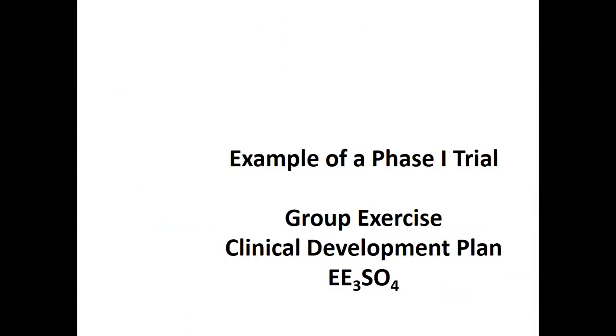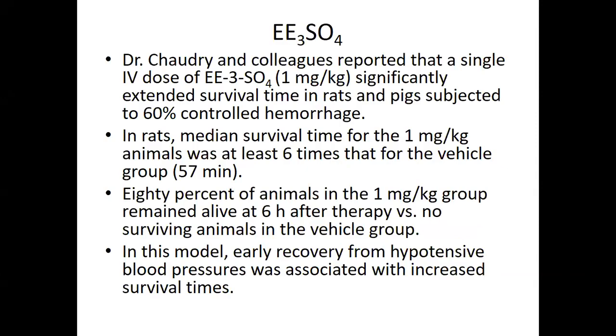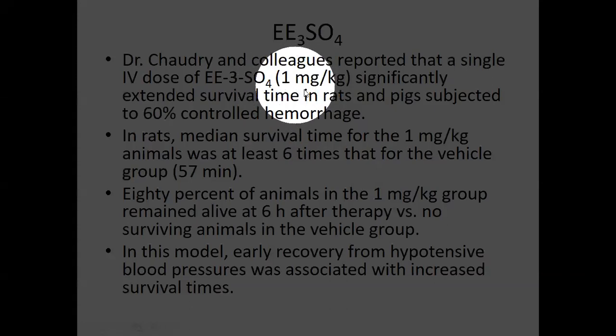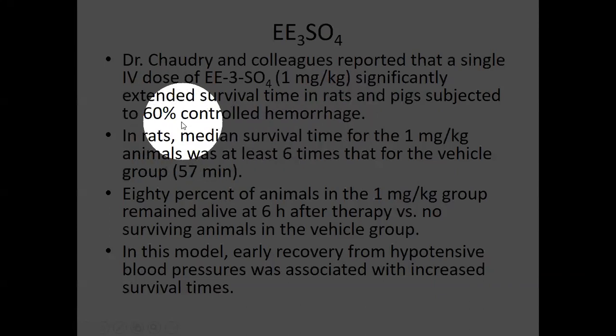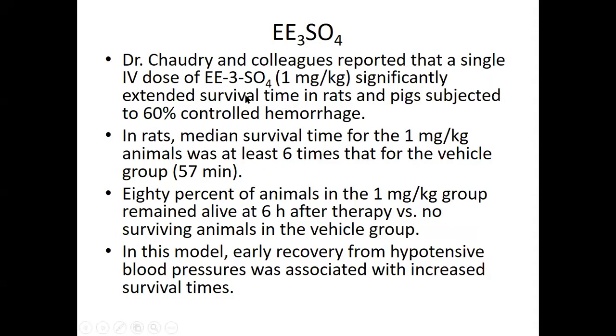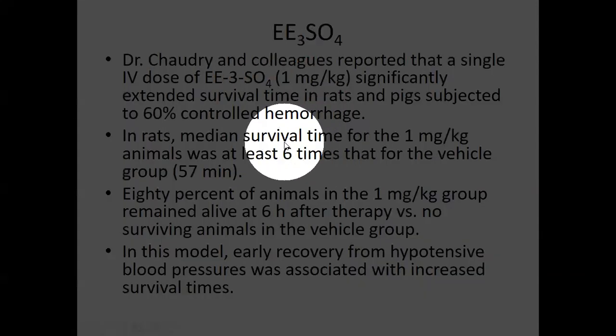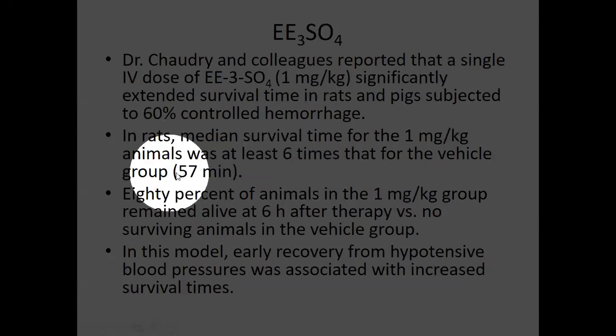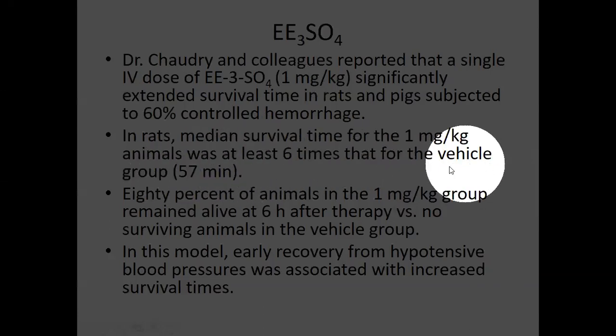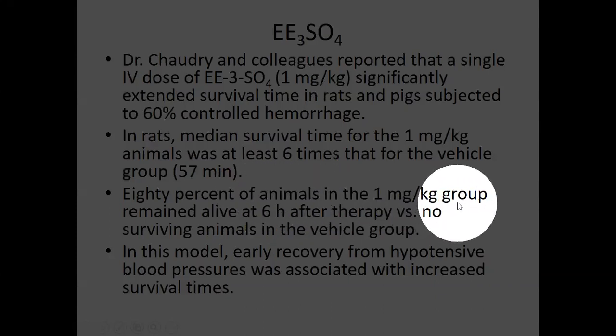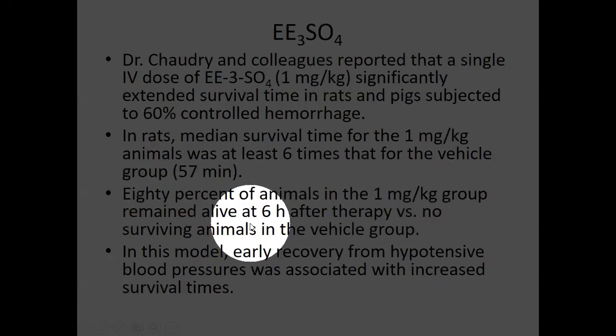Okay, here. Now this is going to make you think. So we have a drug developed here by Dr. Chowdhury in the Department of Surgery. A milligram of this drug significantly extended survival in rats and pigs subjected to 16% controlled hemorrhage. That means if you bleed the pig down to 40% of the hematocrit, all pigs die. On the other hand, if you give 1 milligram of this good stuff, the survival was 6 times higher for study agent versus vehicle. 80% of animals at the 1 milligram per kilogram group remained alive for 6 hours. No animal on the placebo group survived.